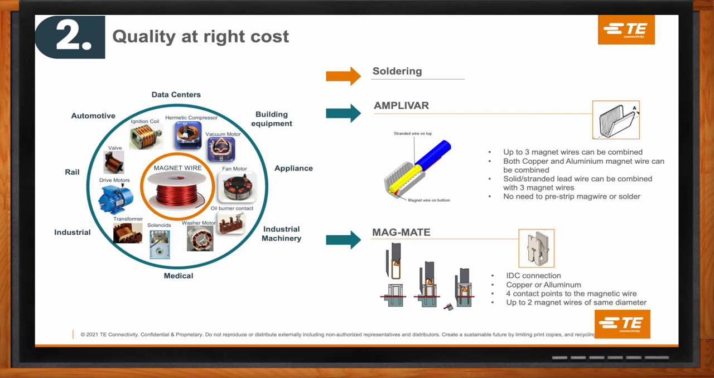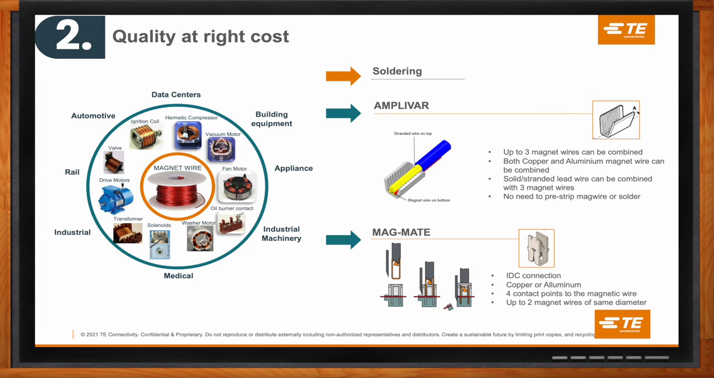Depending on the type of connection that the customer would decide to use, we can combine up to three magnet wires together, or even combine magnetic wire with stranded lead wires together. And on top of that, it can also be used with aluminum. So not only copper magnet wires, but also aluminum magnet wires can be connected via this technology, which definitely opens up the opportunity for the end customers to save money if they're willing to convert the copper wire into aluminum.